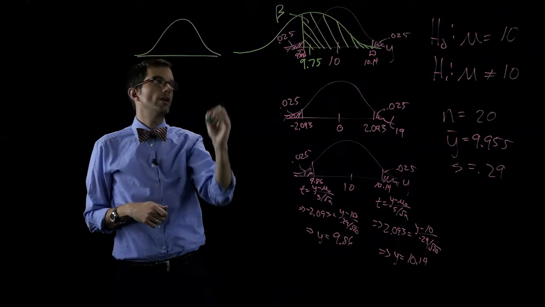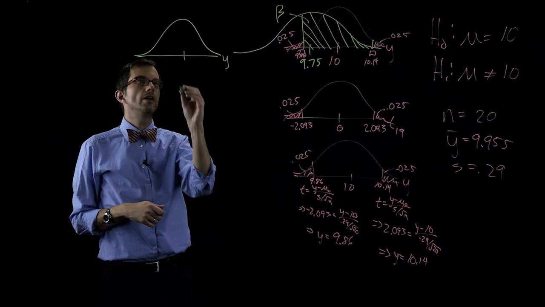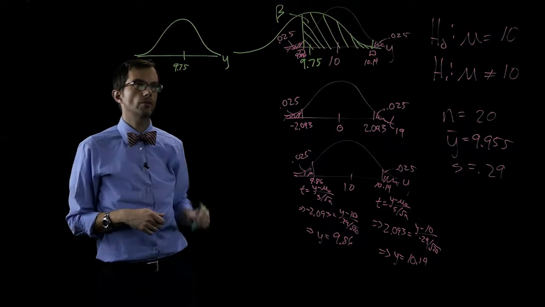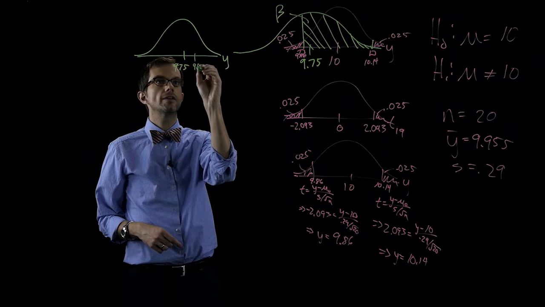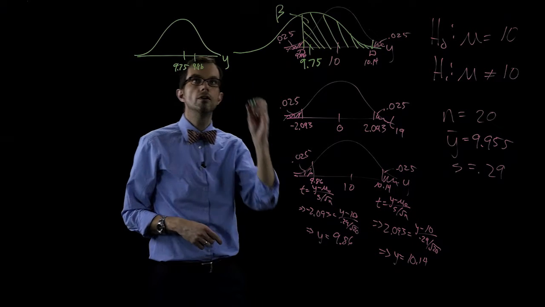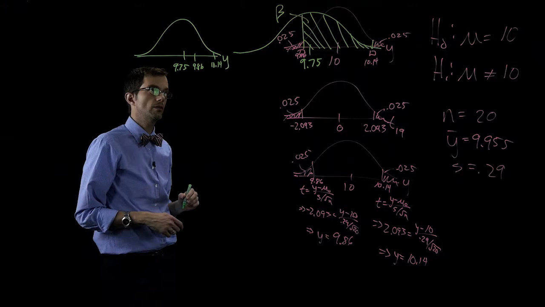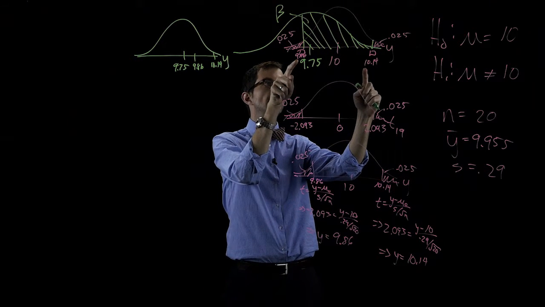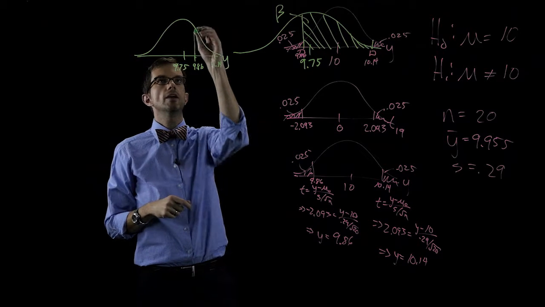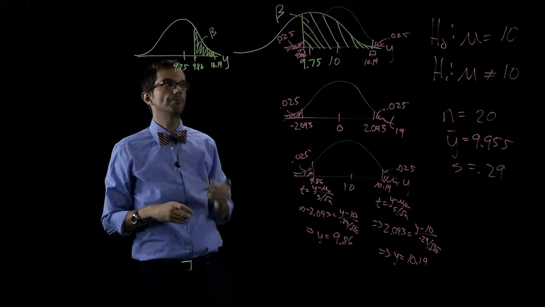Okay, so here is just the green curve. Here's y. Here is 9.75. Here's 9.86. It's right there, and here is 10.14. The area that we're interested in lies between 9.86 and 10.14. That's the value of beta.